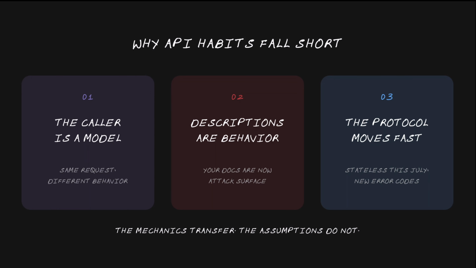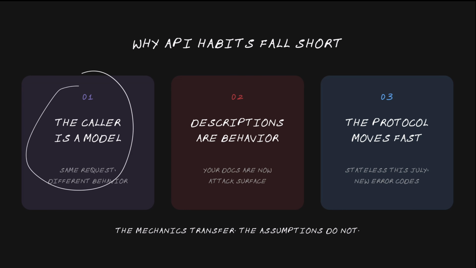Here is reason 1: your caller is not deterministic. With a REST API, the client is simply code. Same request, same behavior. But an MCP server gets called by a large language model, an LLM, that decides based on your tool names, your descriptions, and your schemas. It also decides when and how to call, which leads to reason number 2.